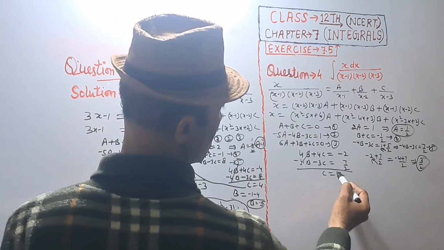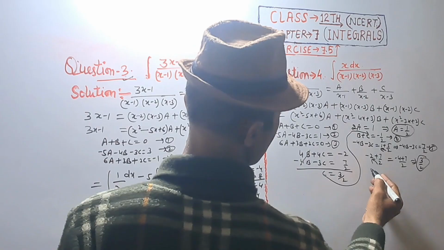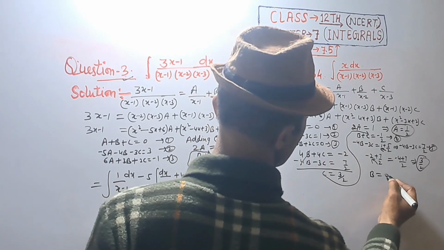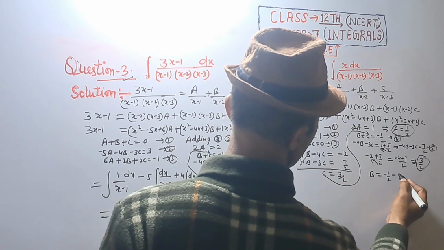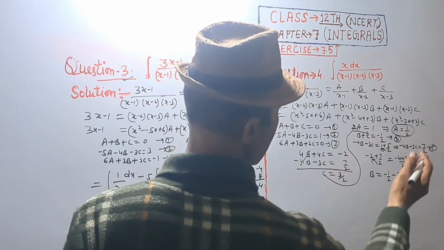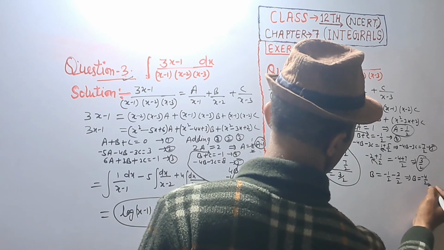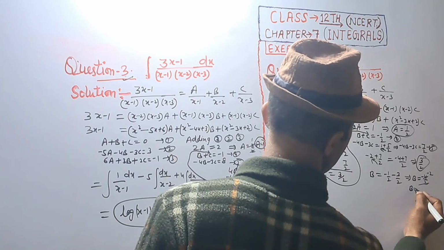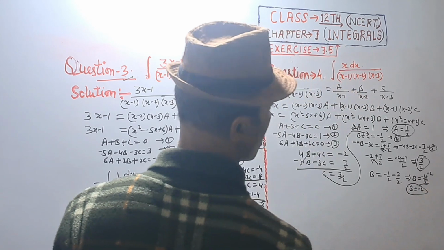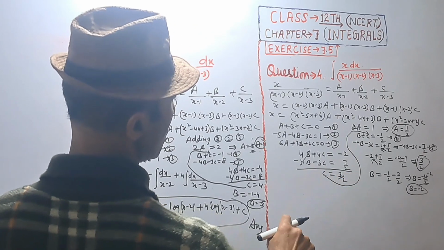We put C equal to 3 upon 2 in equation number 4. B is equal to minus 1 upon 2 minus 3 upon 2, which gives minus 4 upon 2, that is minus 2. The value of B is equal to minus 2. A is 1 by 2, B is minus 2, C is 3 by 2.